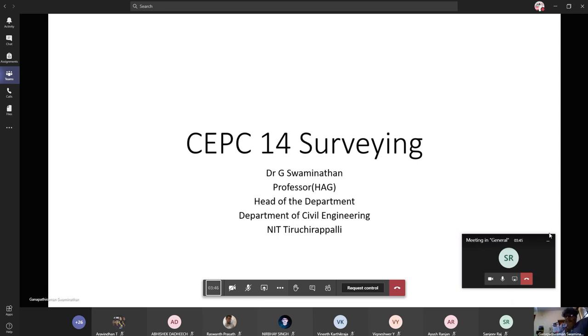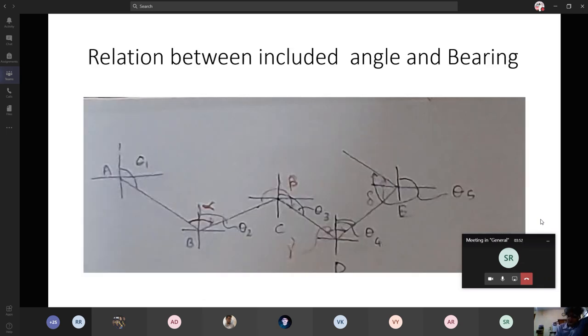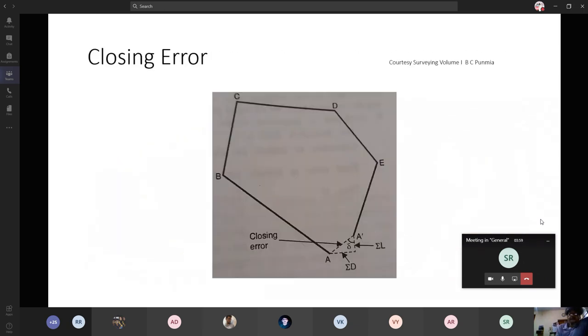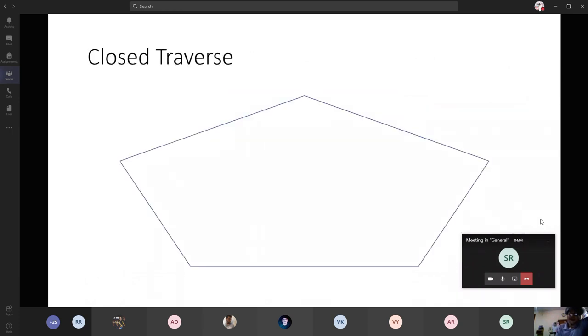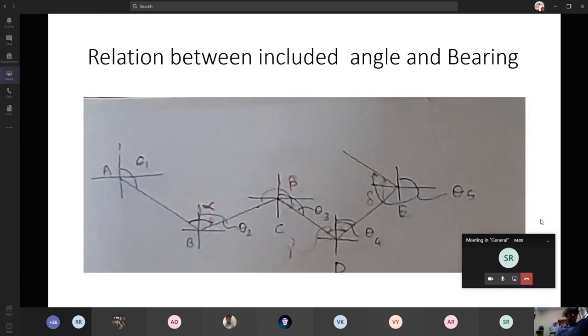So we'll start a new chapter, traverse surveying. Okay. So traverse, we have got two types of traverse. One is open traverse, the other is closed traverse.